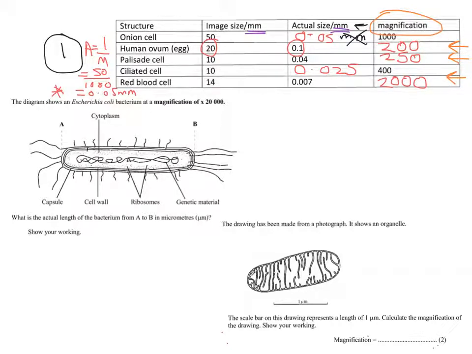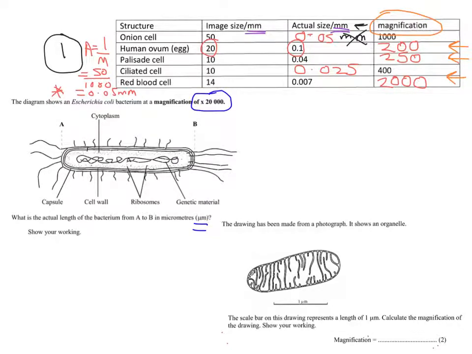Number 2 says the diagram shows an Escherichia coli, so an E. coli bacterium at a magnification of 20,000. So straight away, circle this. We're told the magnification, so we have our M value. We've got the picture here of a bacterium. It says, what is the actual length of the bacterium from A to B in micrometres? So let's highlight the unit to make sure we're not getting confused there.